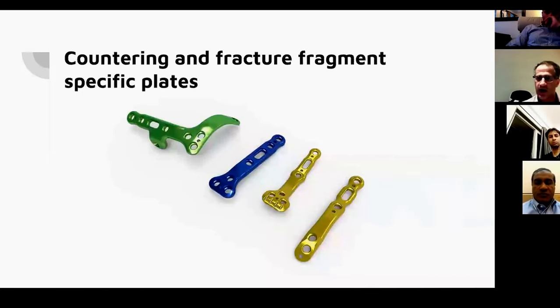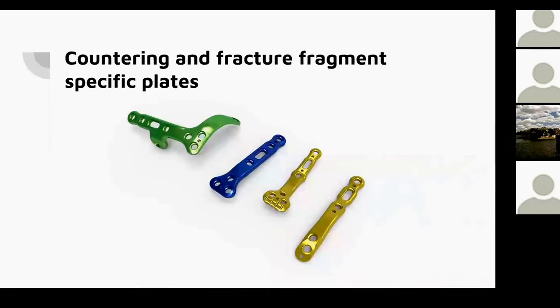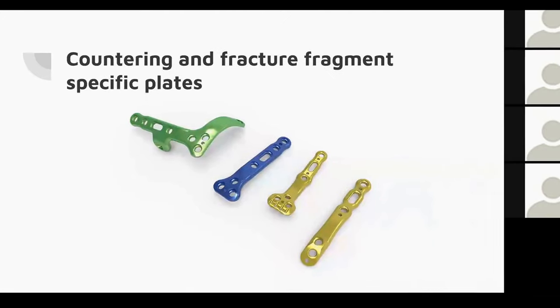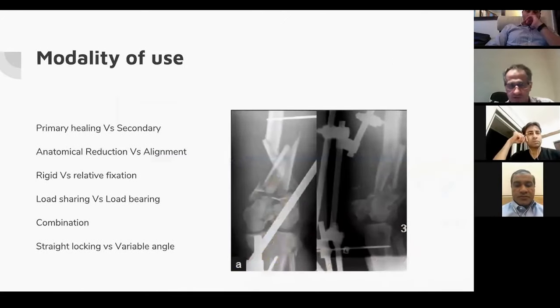But again, I want an all dancing, all singing plate, and I would love a plate that will give me multiple options in one plate. And that's where you can talk about your variable angle versus your straight locking systems, and your pre-contoured plates specifically for the different types of parts of the body. And then finally, you come to your modality of use.